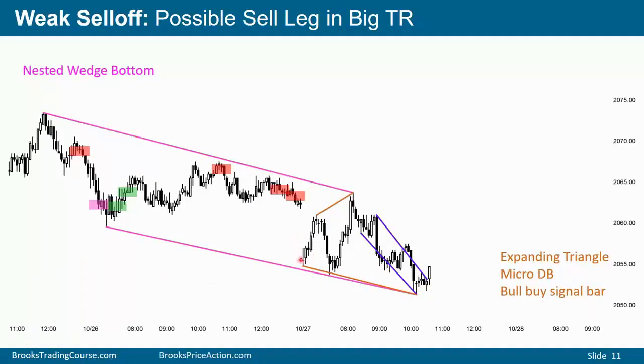You also have an expanding triangle. We have a low that reversed up, a new low that reversed up even further, and now we have a third low that's trying to reverse up and a second entry buy above that bar. This is a good reason for bears to get out of shorts, and bulls will take a chance and buy.